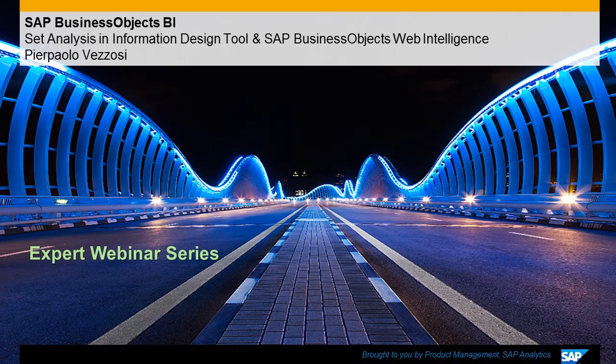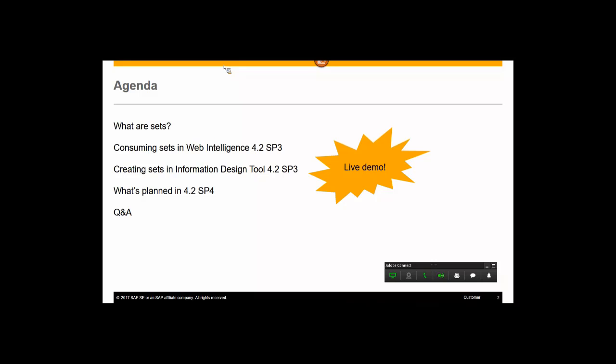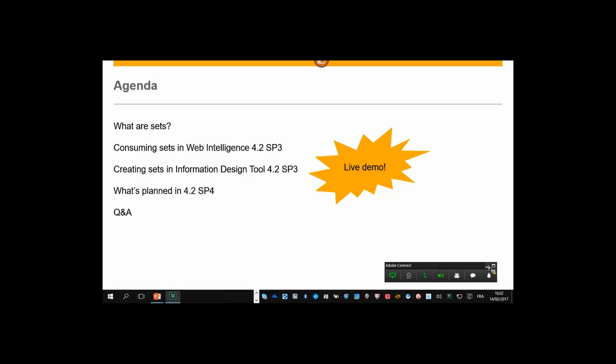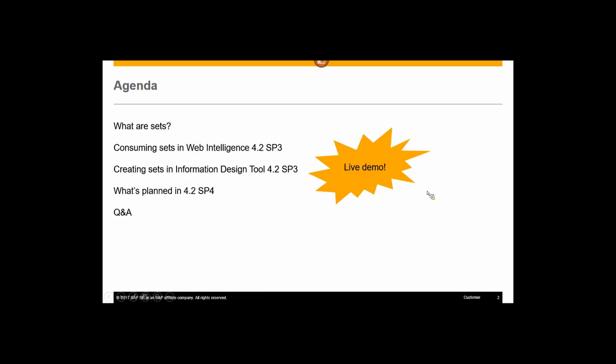So today we're going to talk about the functionality which has been added in BI 4.2 Service Pack 3. I'm going to explain what sets are, and then I'm going to do a set of live demos about the ability to consume sets in Web Intelligence and then creating them in Information Design Tool with the existing version 4.2 SP3. And I'm then also going to show you what's planned in 4.2 Service Pack 4 so that you can see where we are heading with the new functionality of sets.